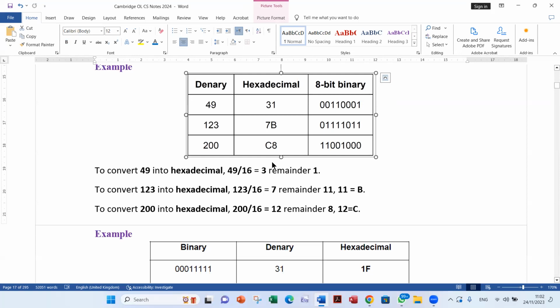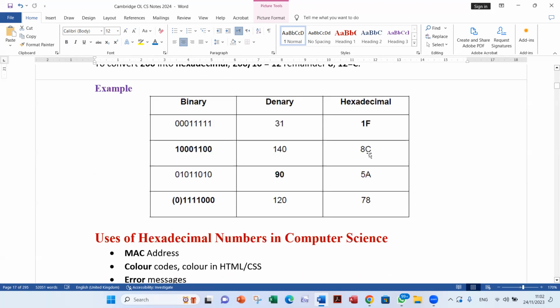And afterwards, if you like to convert from hexa to binary, it's going to be very easy. 3 is 0011. 1 is 0001. 7 is 0, 3 ones. B is 11. That is 1011. C is 12. That is 1100. 8 is 1000.